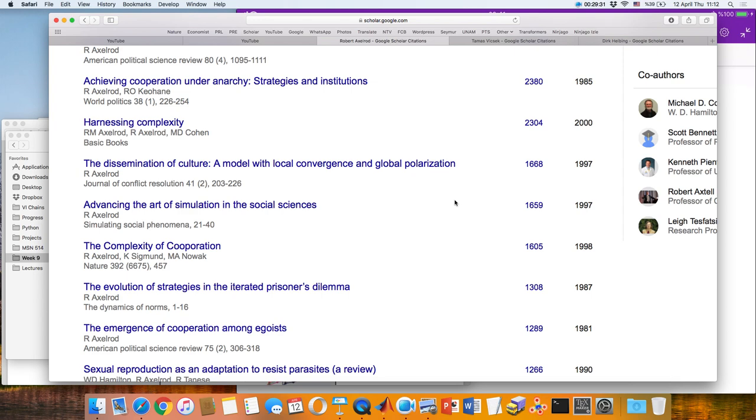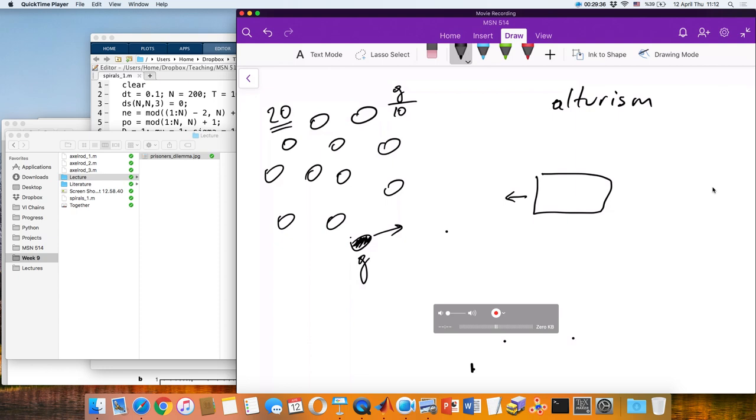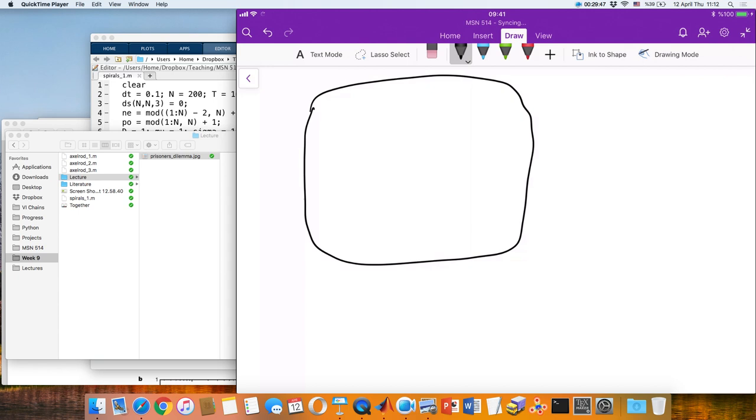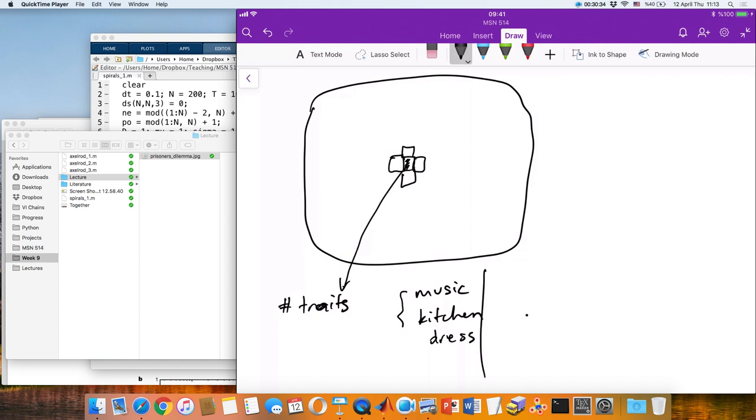Here, what Axelrod thinks about is the following. Let's say you are living inside a square and they are cells and you have neighbors, okay? Each cell can correspond to a village or a human being, doesn't matter. They have neighbors. And the culture of the village is defined by some number of traits, like their taste in music, their taste in kitchen, I don't know, how they dress, etc. These are the number of traits, how many different traits there are.